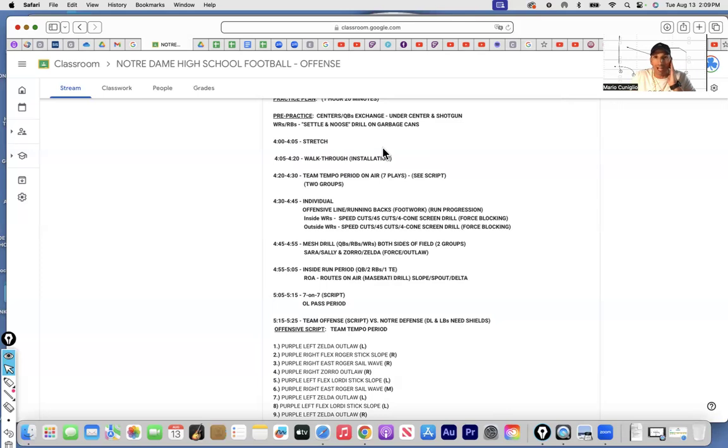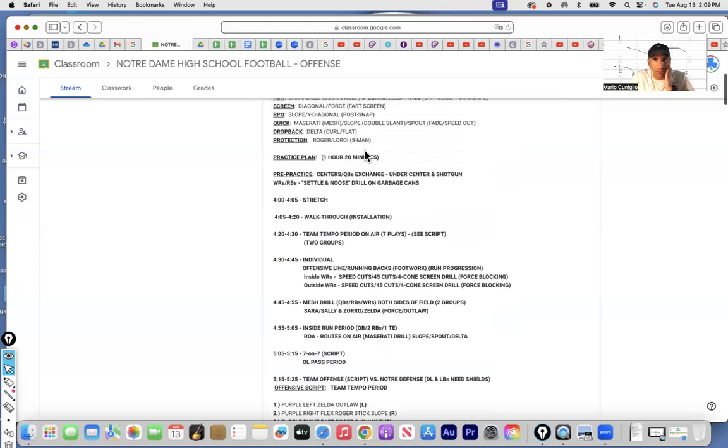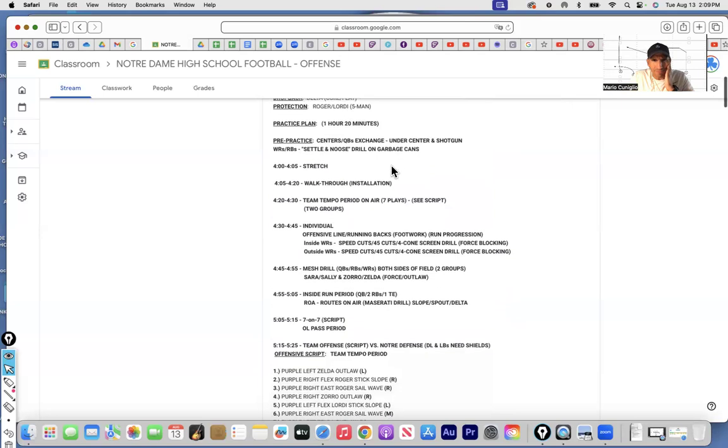You guys could be working on that stuff because we're going to run that today, which is a huge part of the Maserati play. Again, we don't run Maserati to throw the mesh part of it. We run it to run. We run the play to throw the speed out. Okay. All right. So that's that.